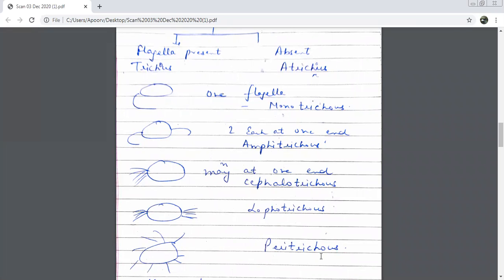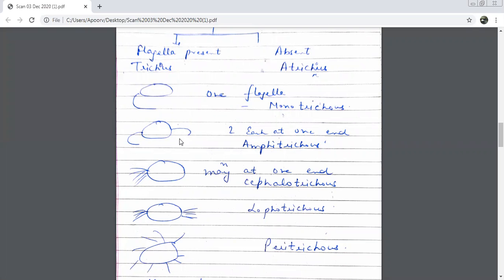Again, you can check with your books. If it is not there, those who don't want to do, don't do. Whenever I take an assessment, I take it only from the books. Chaliye beta, do it with me. If only one flagella is present, what are we going to call it? Monotrichous. Now here we have two, but one at each end.